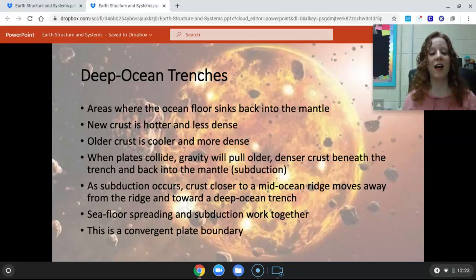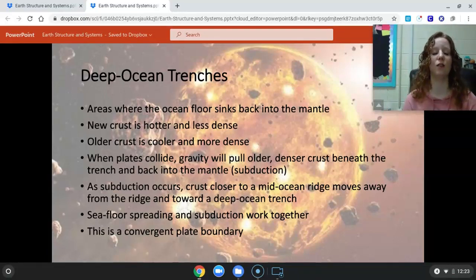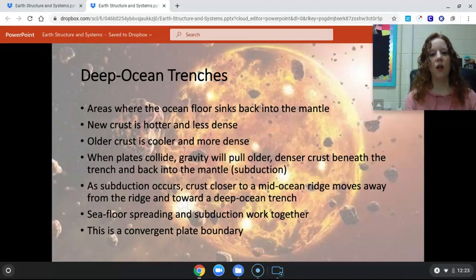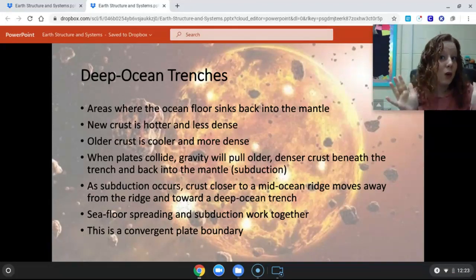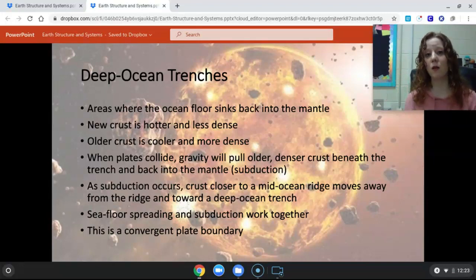When these plates collide, it is the pull of gravity that's going to cause this older, colder, denser material to be pulled right back into the mantle. And this is called subduction. Okay? Seafloor spreading and subduction work hand in hand to balance each other out. And once more, when you have plates coming toward each other, crashing into each other, colliding, all those C words, that's a convergent boundary, which is yet another C word. So that's 2 of your 3 boundaries.